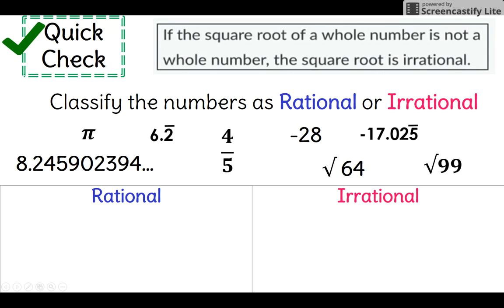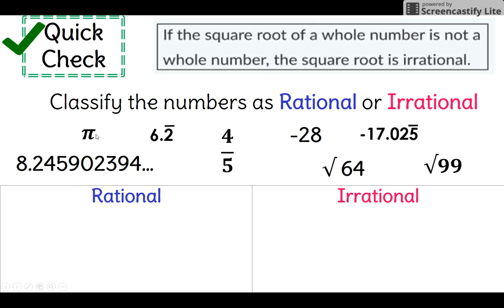Okay. So let's do a quick check here. If the square root of a whole number is not a whole number, the square root is irrational. Remember that. So right now I want you to pause the recording and classify these numbers as rational or irrational. All right. I should have gone through and highlighted these earlier, and I'm so sorry that I did not, but I'm just going to point and show you which numbers are rational and which ones are irrational.